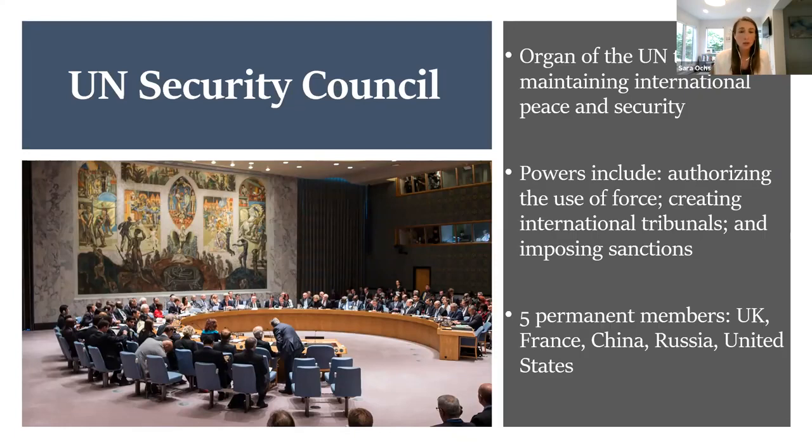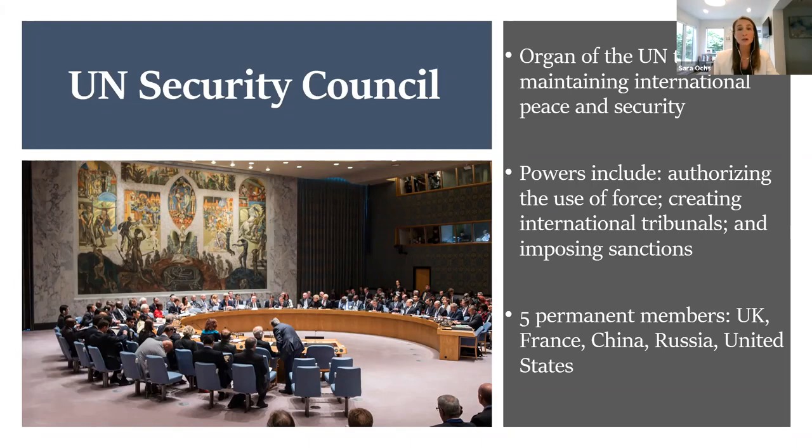So it's allowed to authorize the use of force, those things like invasions and attacks that we talked about with regard to the crime of aggression last time. It can create international tribunals to adjudicate atrocity crimes. So the UN Security Council has created a couple of the hybrid courts, as well as the two ad hoc tribunals, the ICTY and the ICTR. And it can also impose sanctions. So the UN Security Council is a pretty powerful entity.